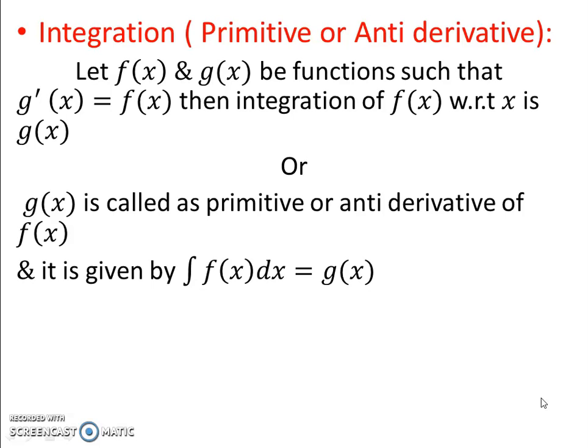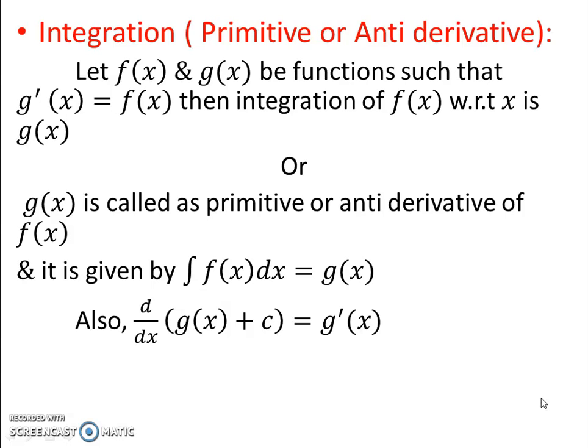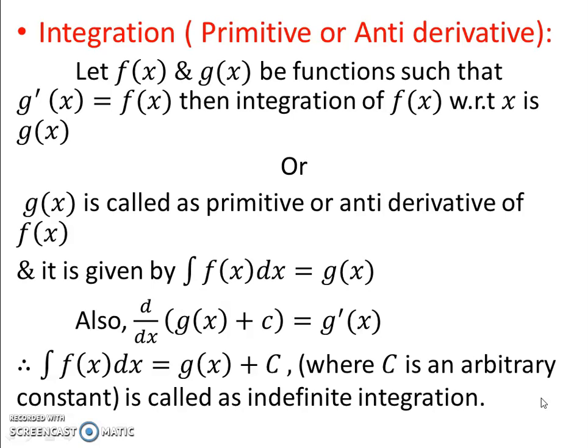So if g dash of x equal to f of x, then integration f of x is equal to g of x. Also, if you consider the derivative of g of x plus c, it is also g dash of x, which is nothing but f of x. So again, by the definition, we have integration f of x dx equal to g of x plus c, where c is an arbitrary constant. Such integration is called indefinite integration because of this arbitrary constant c.